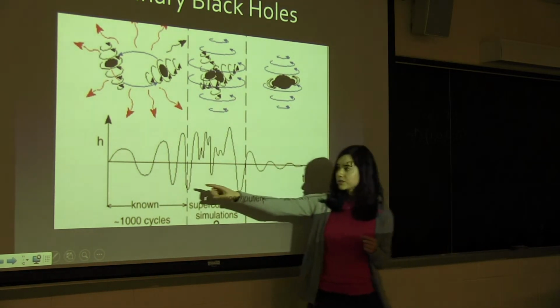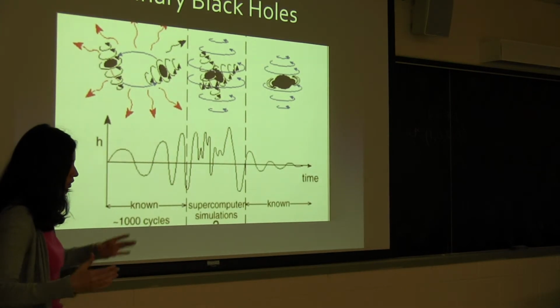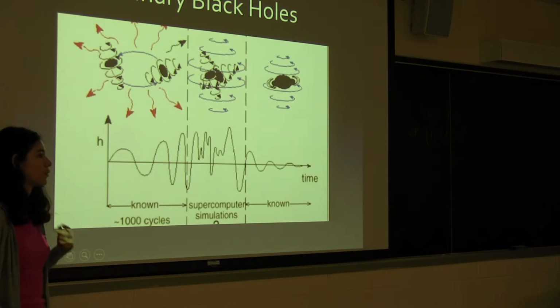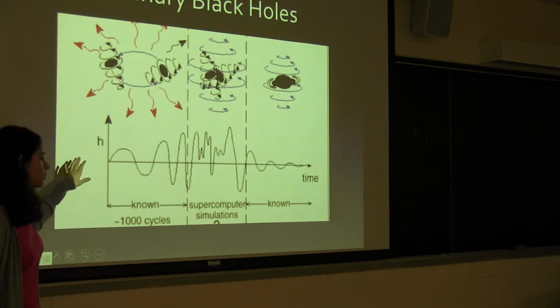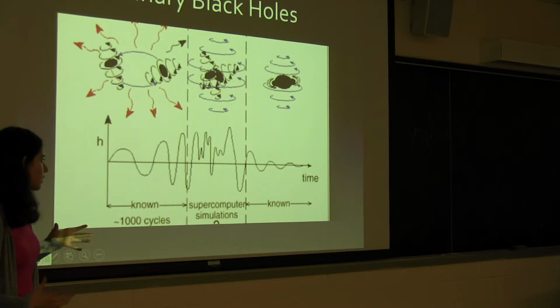That h here is just the strain of the gravitational wave. Basically when you have LIGO, you have two perpendicular arms. You have a Michelson interferometer. And the strain is just the change in the length of one arm over the actual length.